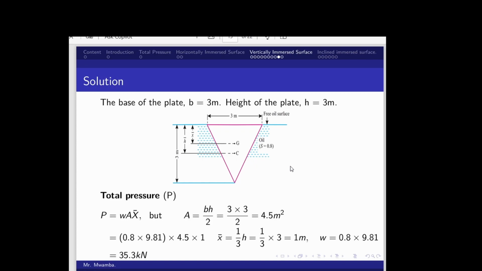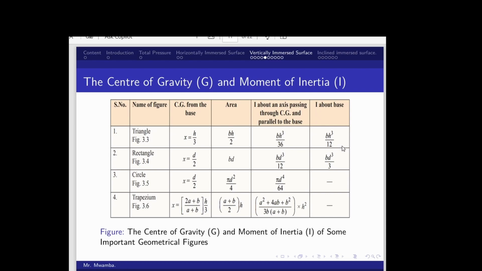Why are you saying that the x bar is equal to 1 over 3 times height? So we're going to find the height from this point to that. For a triangle, these formulas have been given already. This is the formula here. In the first row, x is equal to h over 3. So these x's that are here, this is your x bar, the center of gravity.